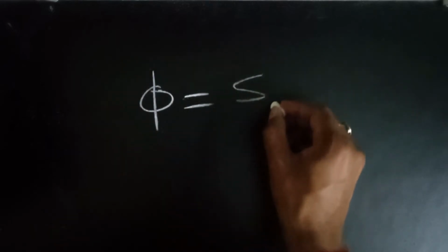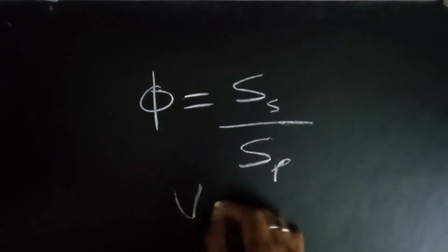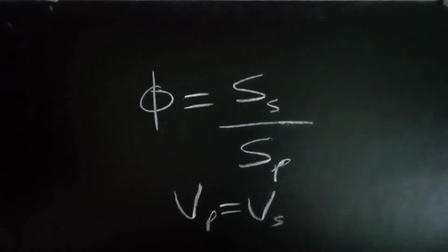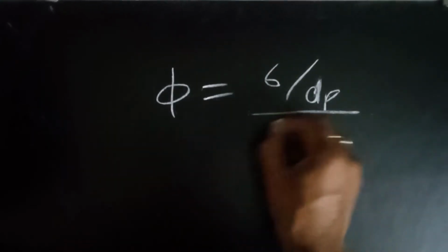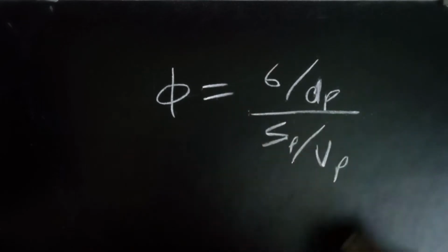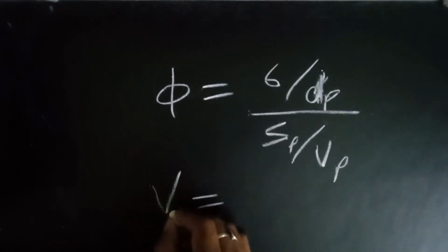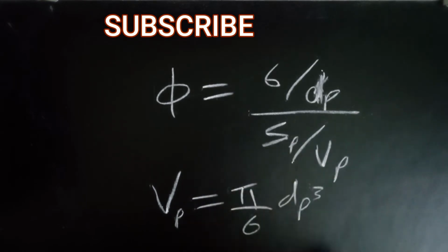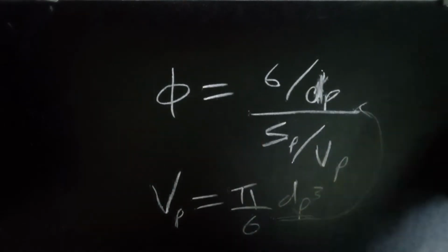Sphericity is the surface area of the sphere to the surface area of the particle, in which the volume of the particle is equal to the volume of the sphere. What I mean here is the formula that we finally end up with: sphericity is equal to 6 by dp, where dp is the particle diameter, and Sp upon Vp. One way to remember it is that the volume of the particle is equal to the volume of the sphere, and the volume of the sphere is pi by 6 dp cube. So from this we can find dp, put it in, and finally get the sphericity.